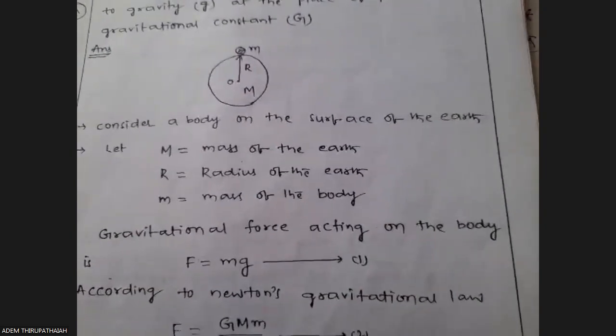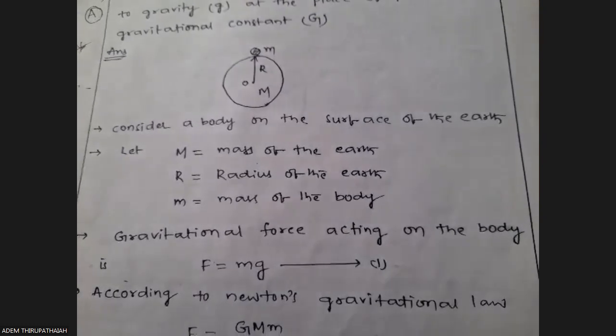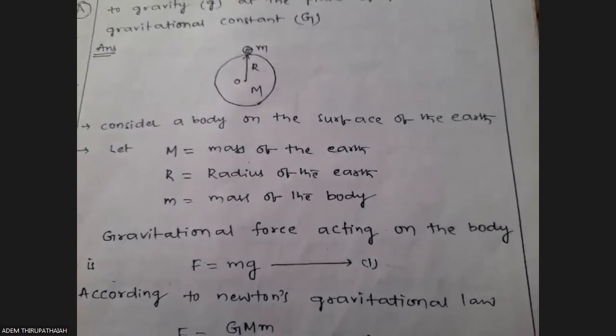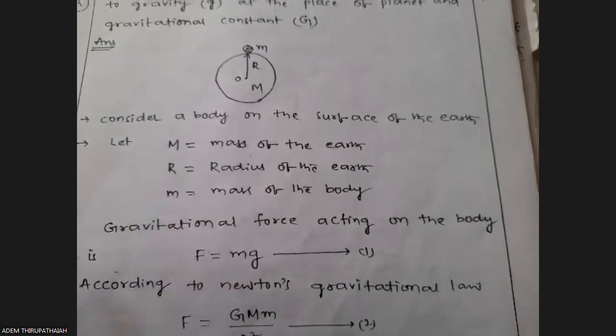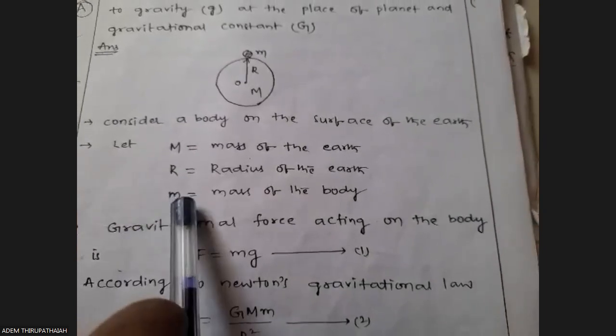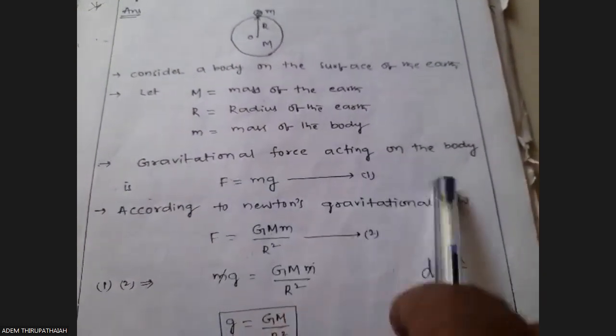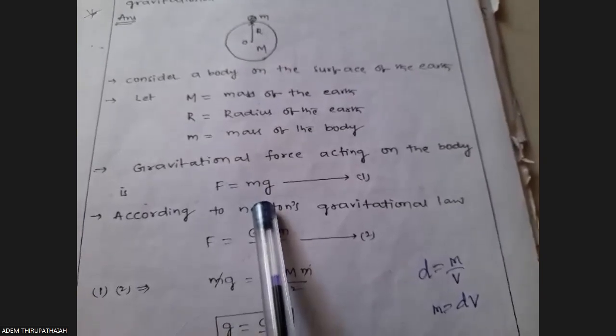Now, first, consider a body on the surface of the Earth. Let capital M be the mass of the Earth, capital R the radius of the Earth, and small m the mass of the body. Next, the gravitational force acting on the body: generally F equals ma. Now a is nothing but small g. So F equals mg. This is equation 1.